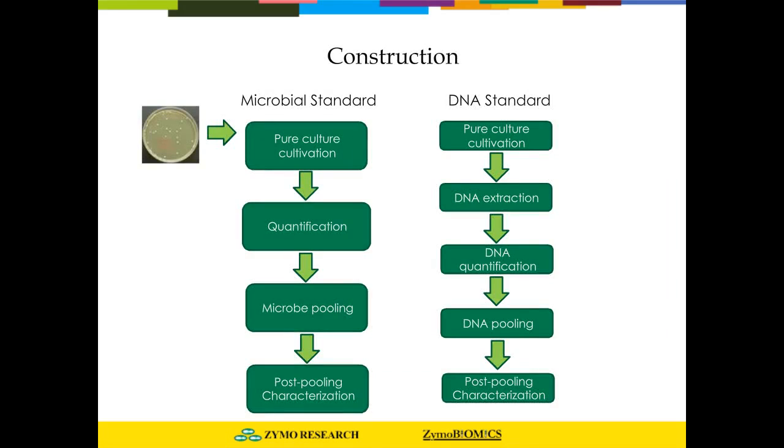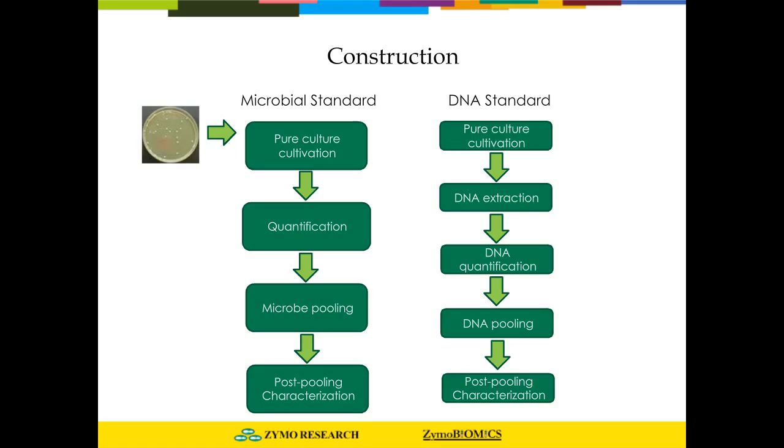So how we construct this, everything's coming from, of course, a single colony. Then we do the pure culture cultivation, and then we quantify. In the case of the microbial standard, we quantify by 2 methods. We actually do an extraction and look at the DNA, and then we also actually do cell counting. We use both of those to determine our microbe pooling. And then after we actually pool, we then characterize again using shotgun metagenomic sequencing.